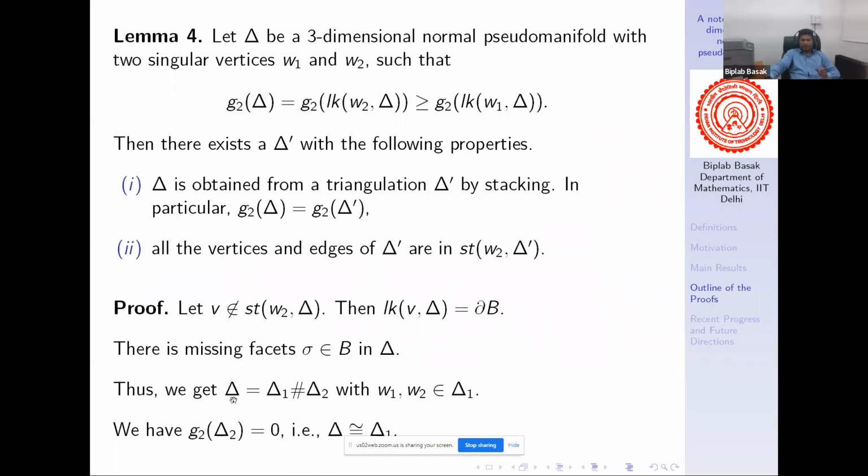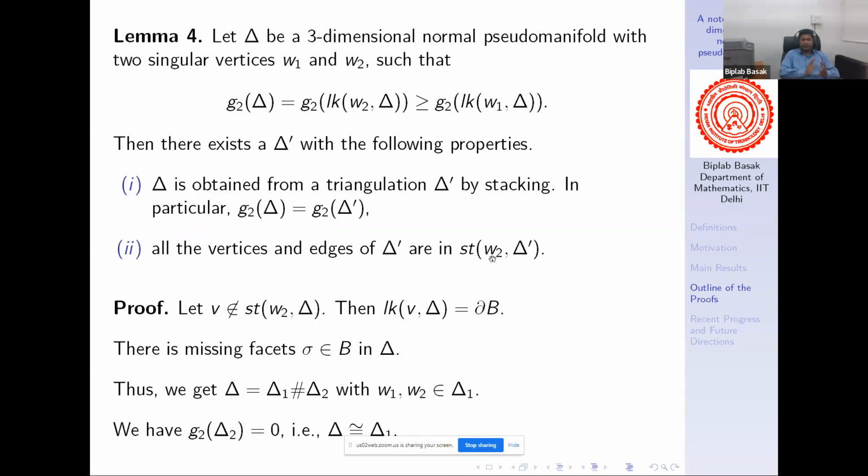Now, delta will be delta 1 connected sum delta 2, and all of the singular vertices should lie in one part. So G2 of the other part will be 0, and again by Kalai's result that will be a stacked sphere. So we can say that delta is obtained from delta 1 by stacking. Now, if we repeat this process again and again, then after some stage there will be no vertices outside of the star of W2. So all the vertices should be in the star of W2, and since G2 of delta is the same as G2 of the link of W2, all the edges should be in the star of W2.